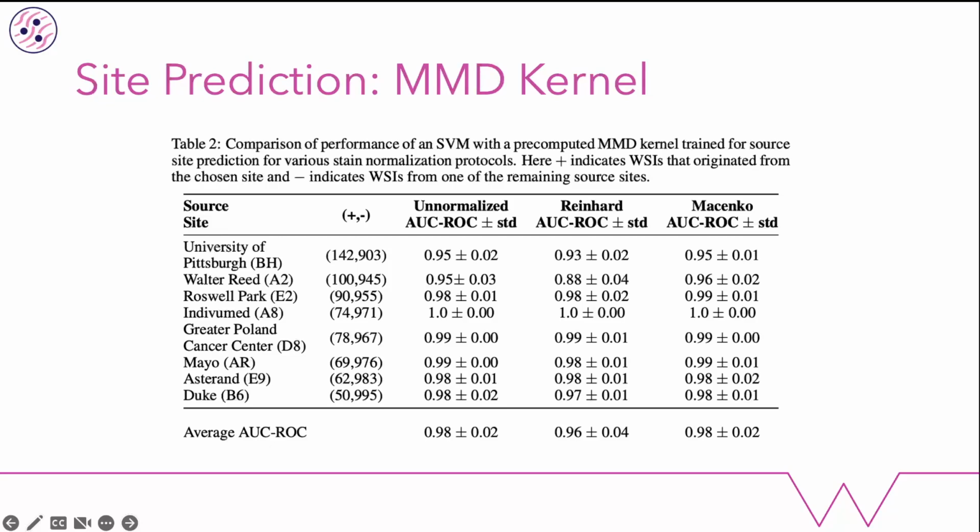Next, we look at the results of using MMD kernels. Here again, we can see that before stain normalization, the AUC-ROC is very high, 0.98, and there is not a significant decrease in AUC-ROC after stain normalization. This again highlights that stain normalization is not an adequate solution to the domain shift problem.